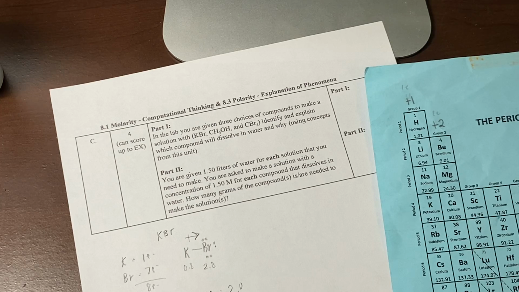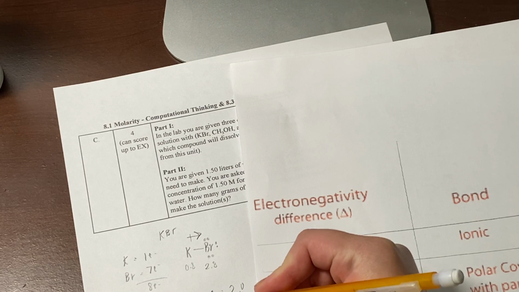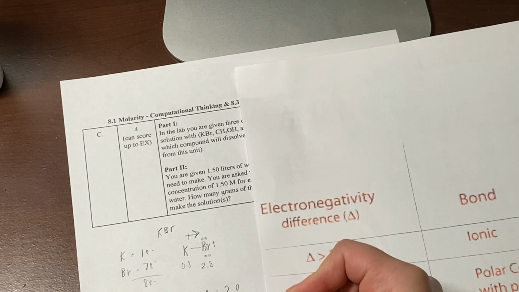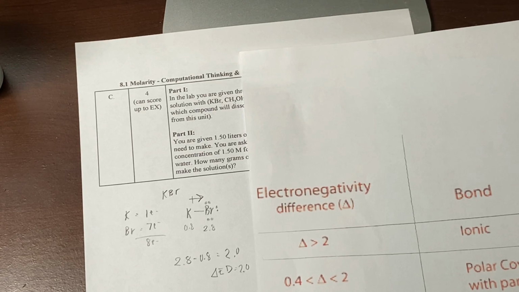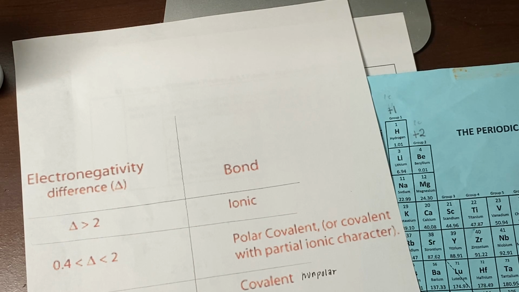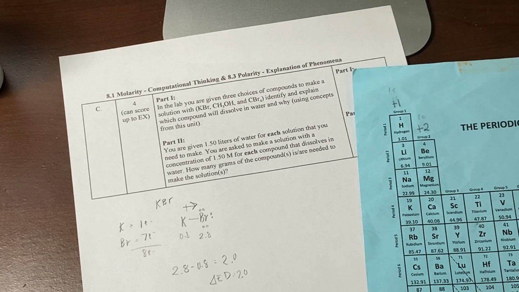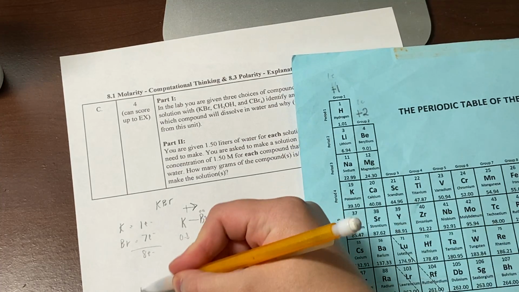And according to this chart, when we calculate the electronegativity difference, anything that is 2 or greater is ionic, and anything between 0.4 and 2 would be polar, and anything less than 0.4 would be nonpolar. So with our calculations, we have 2, so that means it's ionic.